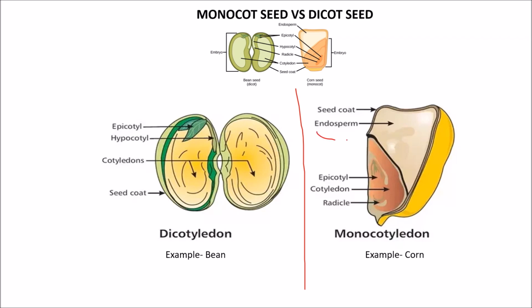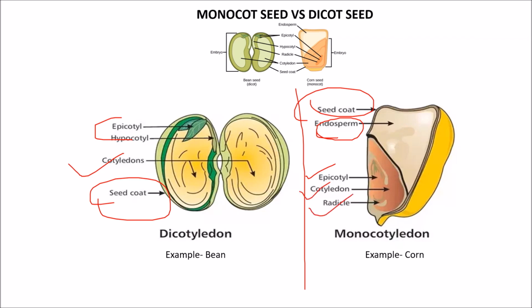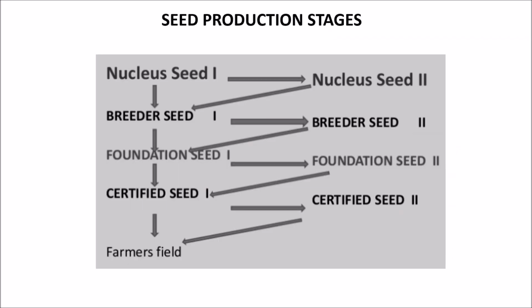In case of a monocot, you can see the endosperm. You cannot see it here. Seed coat is prevalent in both of them. We have epicotyl, hypocotyl. Epicotyl is prevalent here. Cotyledons are two. Cotyledon is one. Radicle is prevalent here. Example is bean. Monocot example is corn.